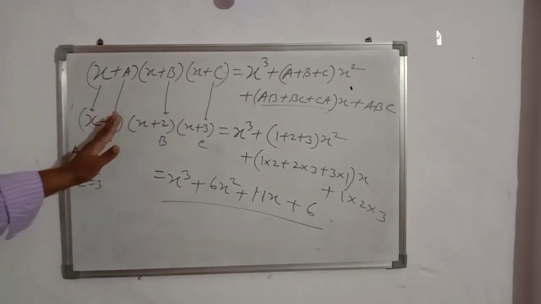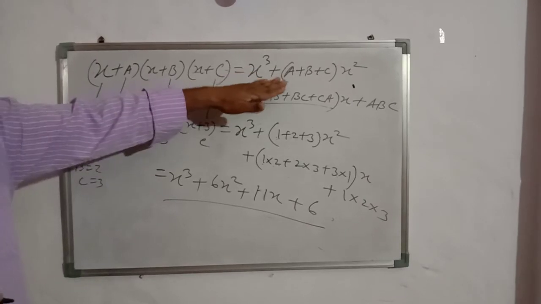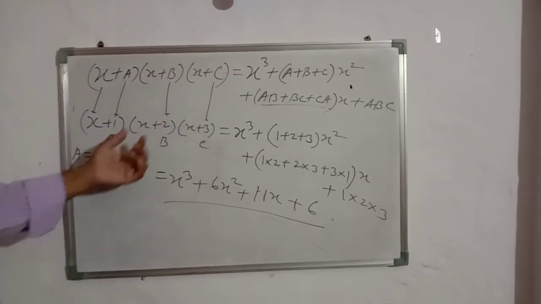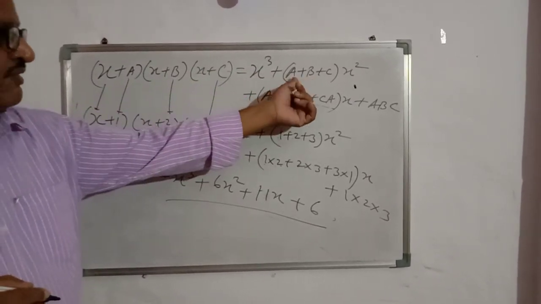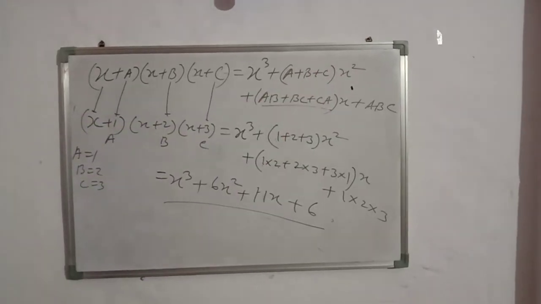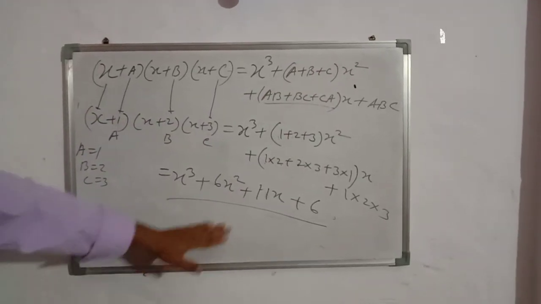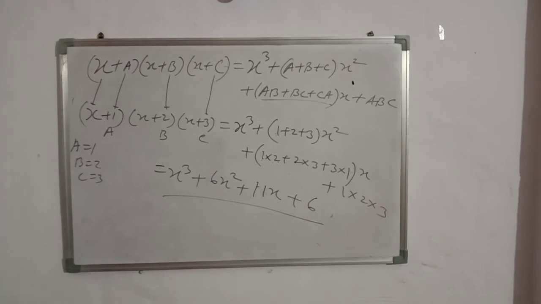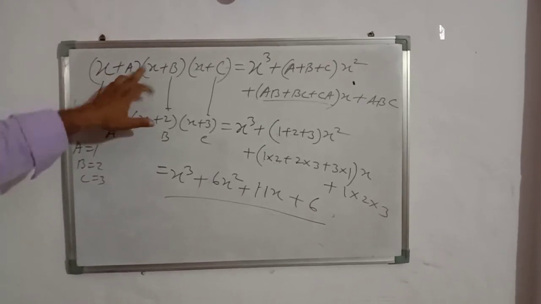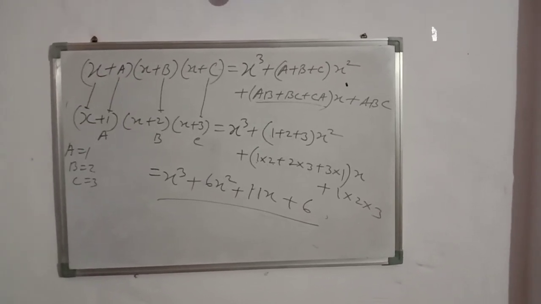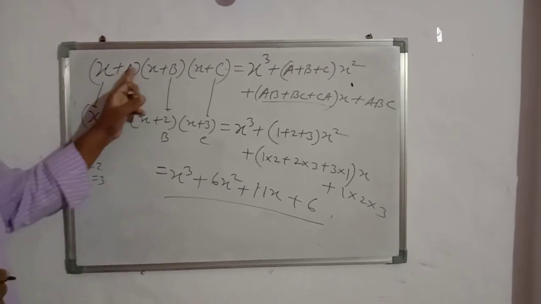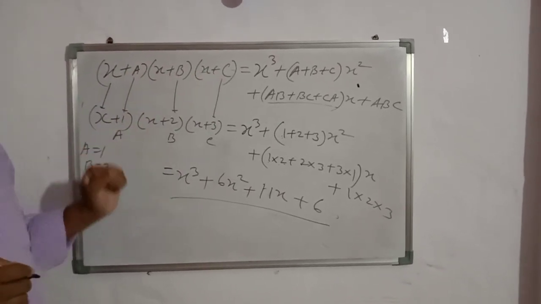So if we have to find the product, we will use the above identity, but if we have to find only the coefficient of x square, directly we can use A plus B plus C. So this is the result of the product of these three brackets, x plus A, x plus B, x plus C, using the above identity. Remember here, the values of A, B, C we have to take with sign.